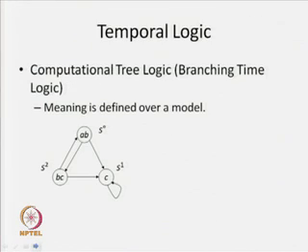So, now you just see that computational tree logic is a branching time logic, and we are going to define the meaning of CTL with respect to a model. Now, just see in this particular example, say I have this particular model M, which has 3 states, say S0, S1 and S2, and we have some transitions. Just consider this transition: S0 goes to S2 by this particular transition.